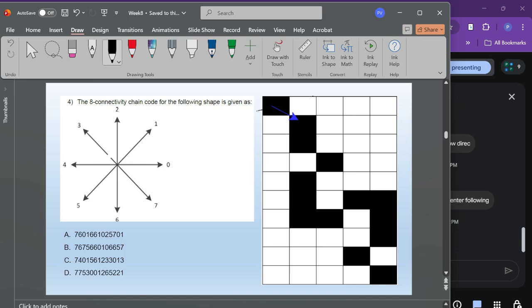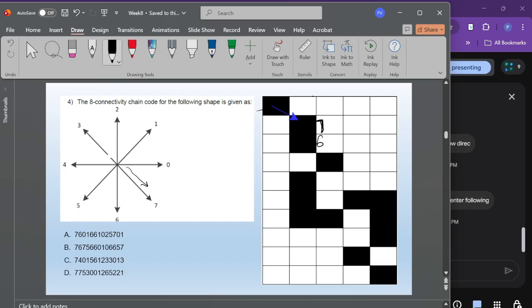First it is moving in this direction, right? So what can we write here? 7, right? Now next it is straight here. So what can we put here? For the downward side, the numbering is 6, right? 7 and 6.